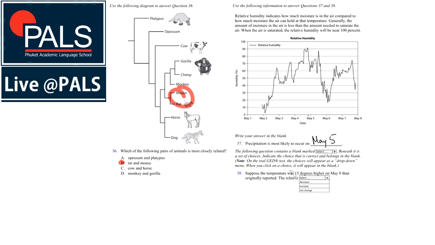Suppose the temperature was 15 degrees higher on May 8th than originally reported. The relative humidity would decrease. The reason for that is that warm air can hold more water than cold air. Air particles are further apart at a warmer temperature. Gas expands when the temperature is increased, so there's more space for water, and therefore the relative percentage or relative humidity would decrease.